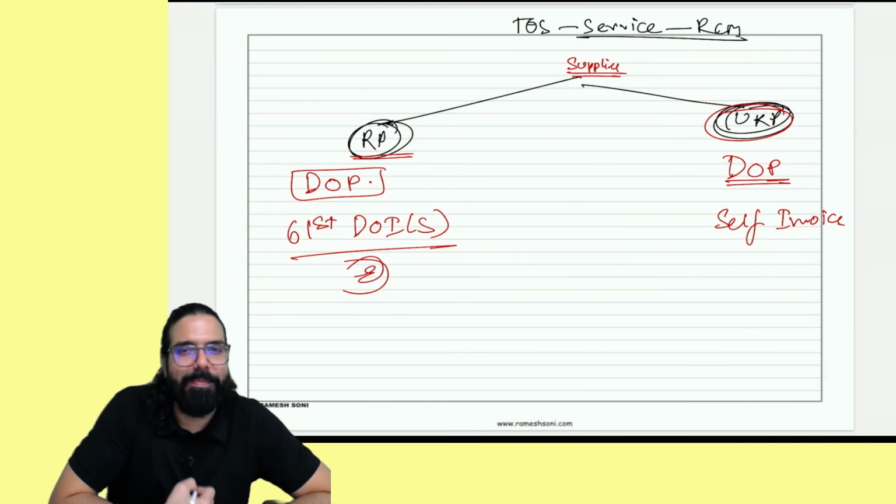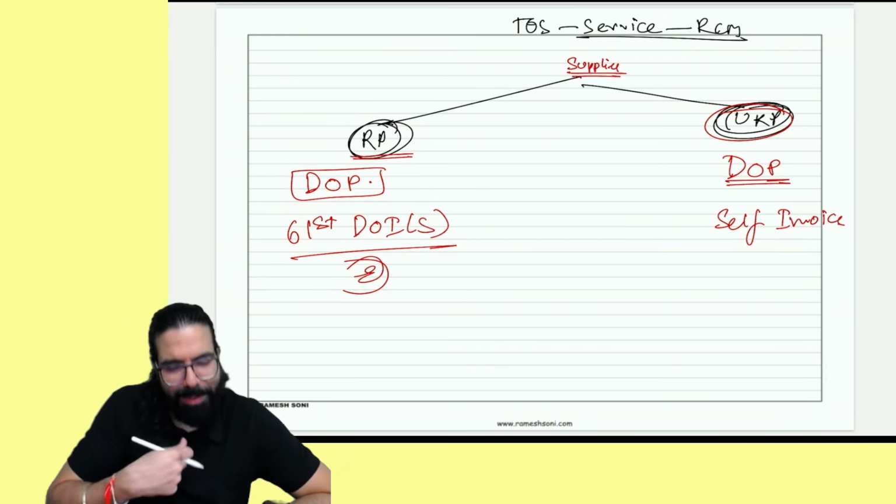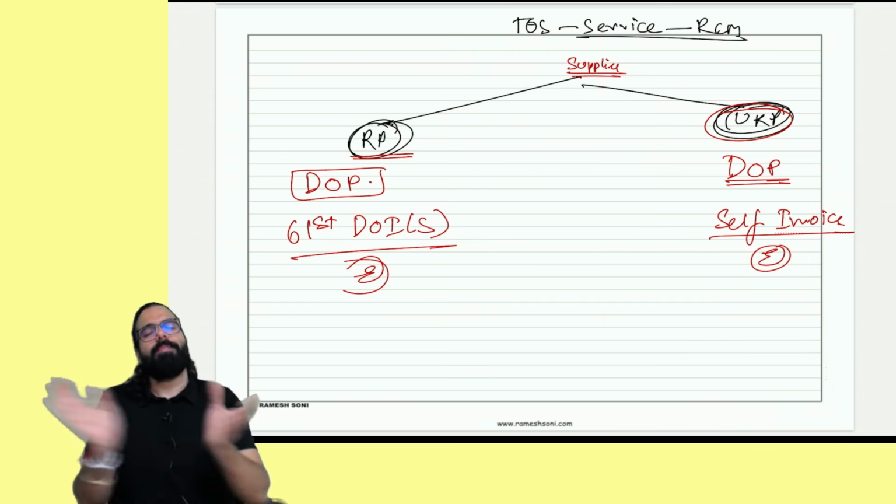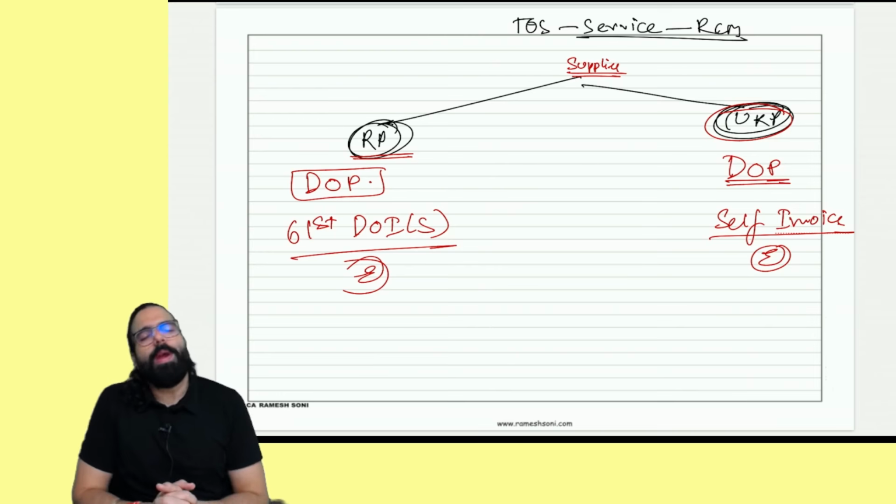Because you are unregistered, the supply is unregistered. The recipient has to raise the self-invoice. So when I raise the self-invoice, whichever is earlier. Tell me one thing. If the supplier is a registered person, when will I pay the GST?